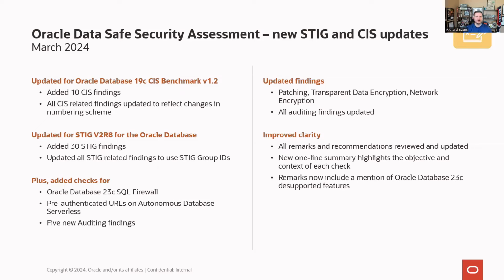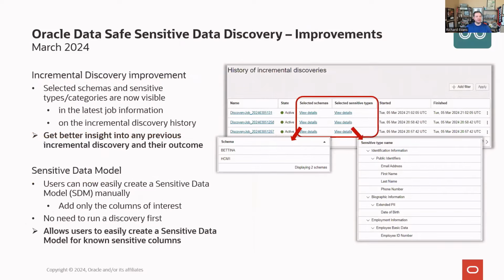New updates for Database Security Assessment Tool. We've got new STIG and CIS updates in March. So some improved clarity there, working with the STIG and updating when they update or when CIS updates. We try to incorporate that there. New checks for SQL Firewall, pre-authorized URLs for Autonomous Database and new audit findings here. So Data Safe is getting updated every month. We've also updated the sensitive data discovery as well, so we can do incremental data discovery. We can easily add sensitive data models manually, so you can add only those columns that you're interested in.